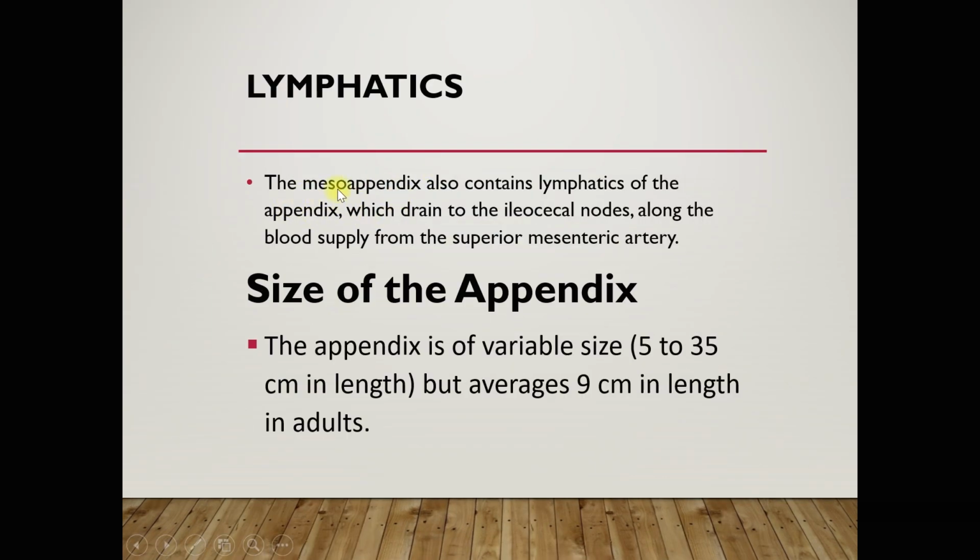The mesoappendix also contains lymphatics of the appendix, which drain to the ileocecal nodes along the blood supply from the superior mesenteric artery. The size of the appendix is variable, differing from individual to individual, but the length ranges from 5 to 35 centimeters, and the average is 9 centimeters in adults.